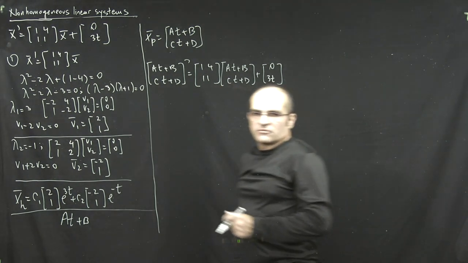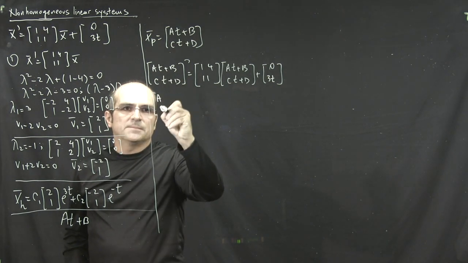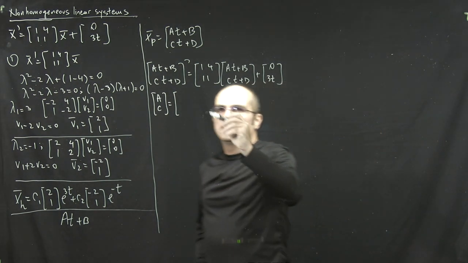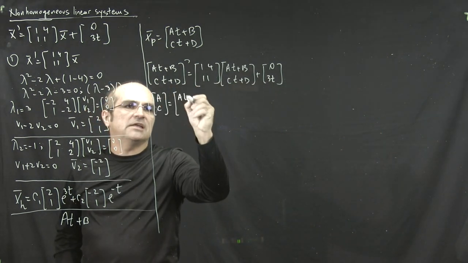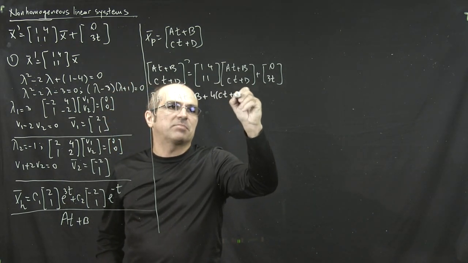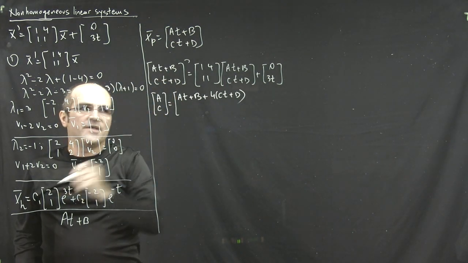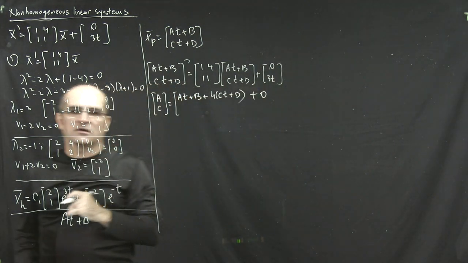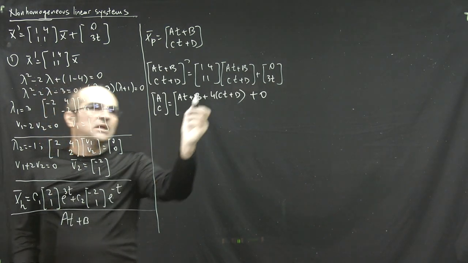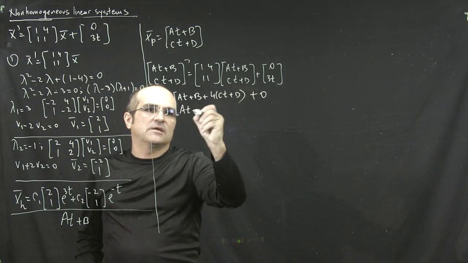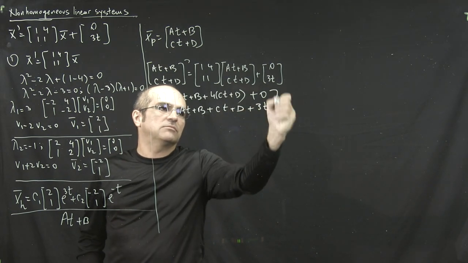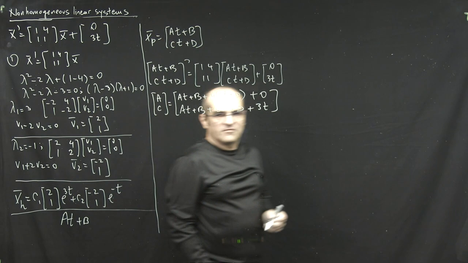All right, so what is the derivative on the left side? That's A, C. And matrix multiplication: 1 times quantity (At plus B) plus 4 times quantity (Ct plus D), and then plus 0, right? When you combine it with the column representing the non-homogeneous part. And again, 1 times (At plus B) plus 1 times (Ct plus D) plus the second component of f bar of t, which is 3t.